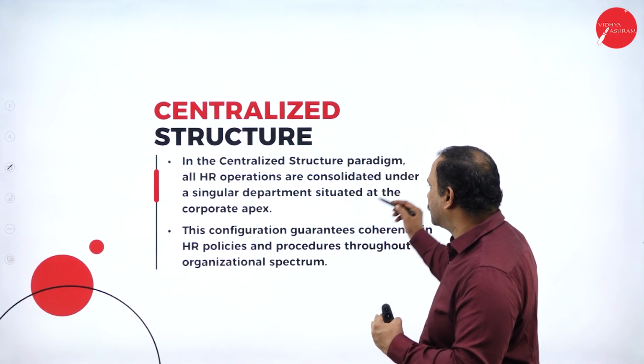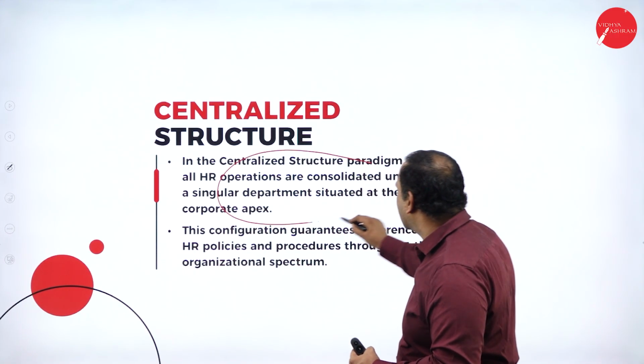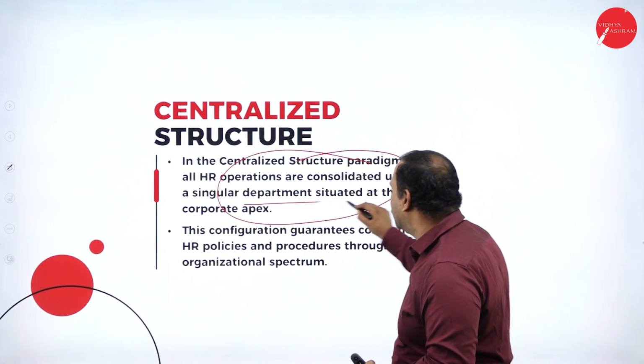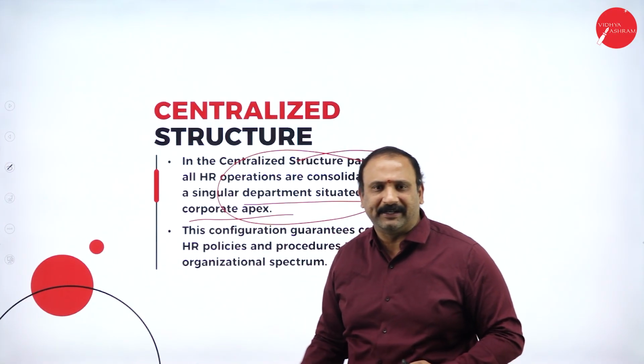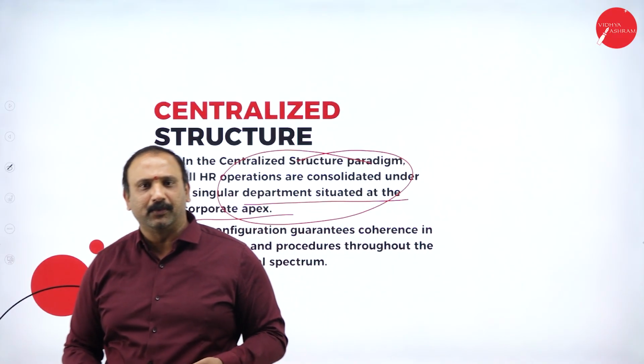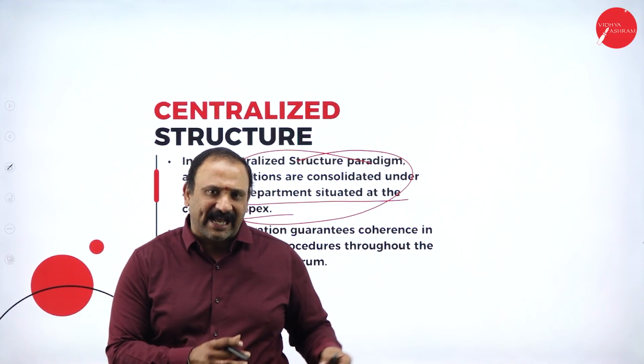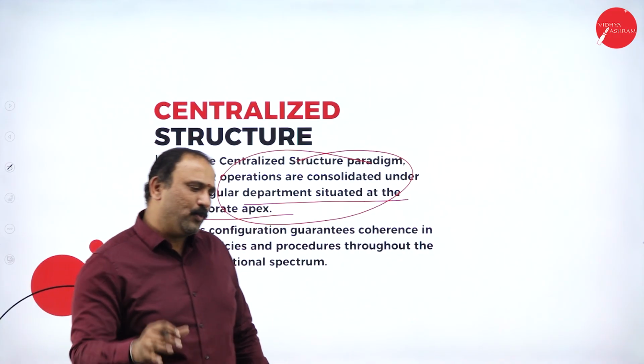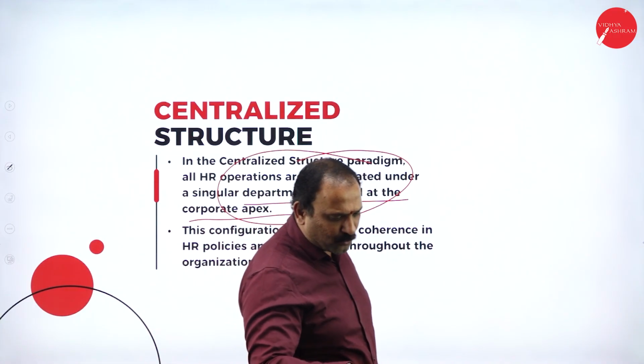Now, in a centralized structure, the HR operations are consolidated under a singular department situated at the corporate apex. Quite a simple one. Why? Because today, if you look into banks or railways, you would typically see that there is a corporate or head office where the HR manager or the HR head would be sitting.